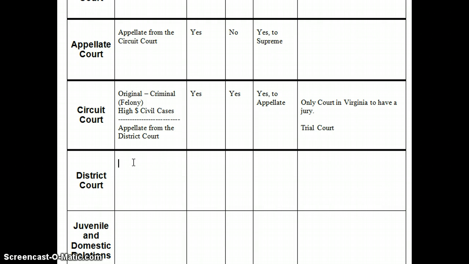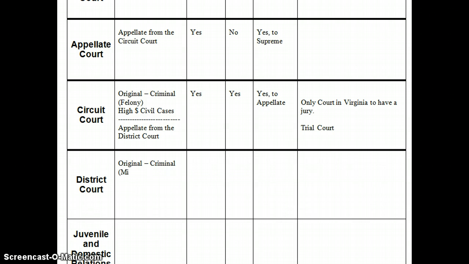Okay, let's go to the District Court. It has original jurisdiction over criminal cases that are misdemeanors. Now, those are the small crimes. And it also has low dollar civil cases. So anything with a low dollar civil case goes to the district court. Anything with a high dollar civil case goes to the circuit court. Usually it's around $15,000 to $20,000. That's the separation between the two.